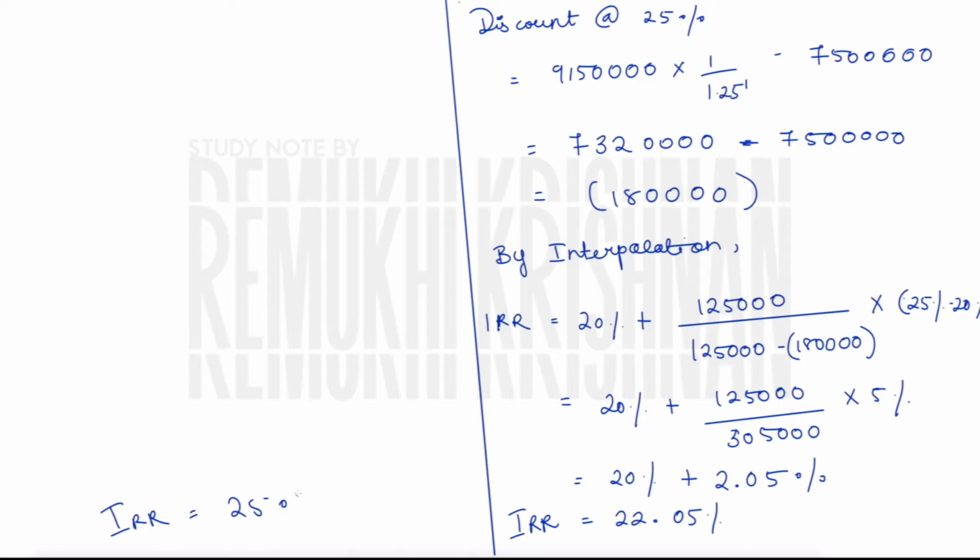So according to IRR, which project is to be chosen? The project with higher IRR is to be chosen. So what project will you be choosing? You will be choosing project A. So under NPV, I'm just going to choose project B. But under IRR, I'm just going to choose project A. Does this result in a conflict? Yes, it does result in a conflict.